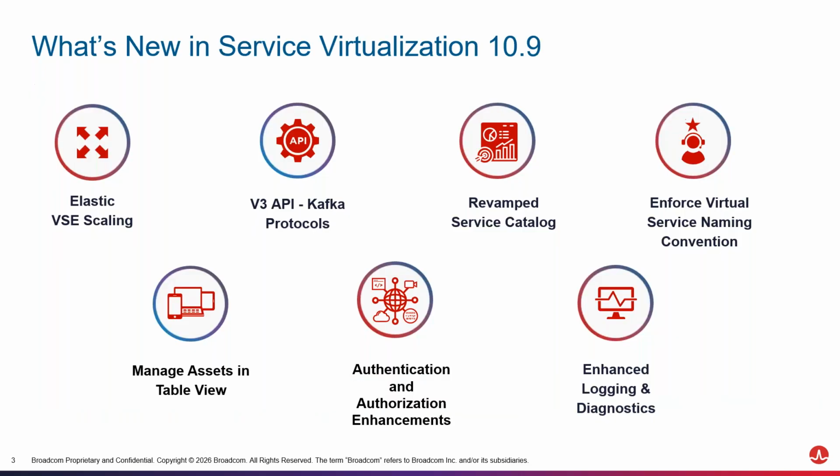So today we have exciting features that we would like to share with you. The first and the major one is the elastic VCE scaling, and I'll focus on it. And the rest are the V3 API for Kafka that we added. We have a new look for the service catalog. We have also included some post 10.8 features that we added gradually. So if you already heard about it, it's okay.